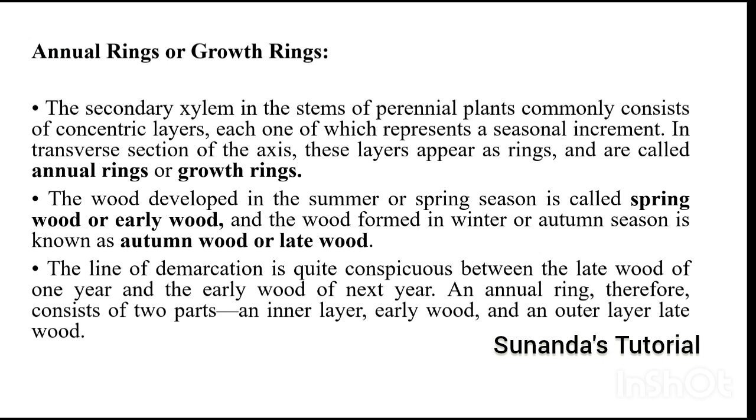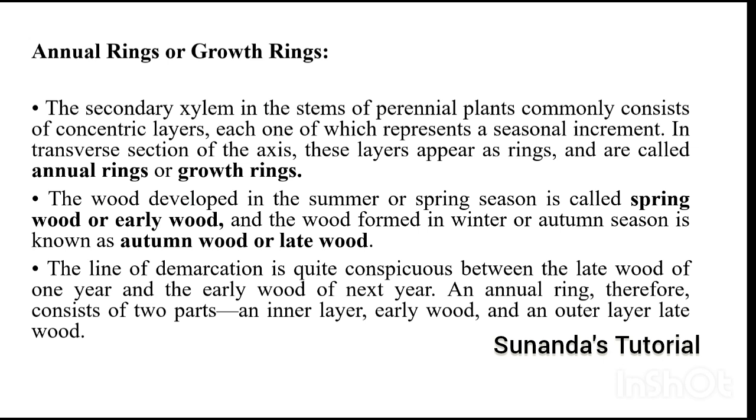The secondary xylem in the stem of a perennial plant commonly consists of concentric layers. They represent seasonal increment. In transverse section of the axis, these layers appear as rings called annual rings. The wood or secondary xylem developed in spring or summer season is called spring wood or early wood, and the wood formed in winter or autumn season is called autumn wood or late wood. So annually, two growth layers are formed. The line of demarcation is quite conspicuous between late wood of one year and early wood of the next year.